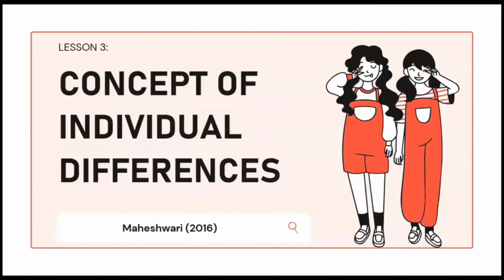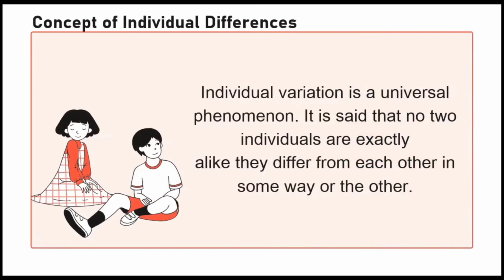Now we are done with the pros and cons of differentiated instruction. Now we will understand the concept of individual differences to give us the justification on the need to differentiate instruction in education. Individual variation is a universal phenomenon. It is said that no two individuals are exactly alike. They differ from each other in some way or the other.